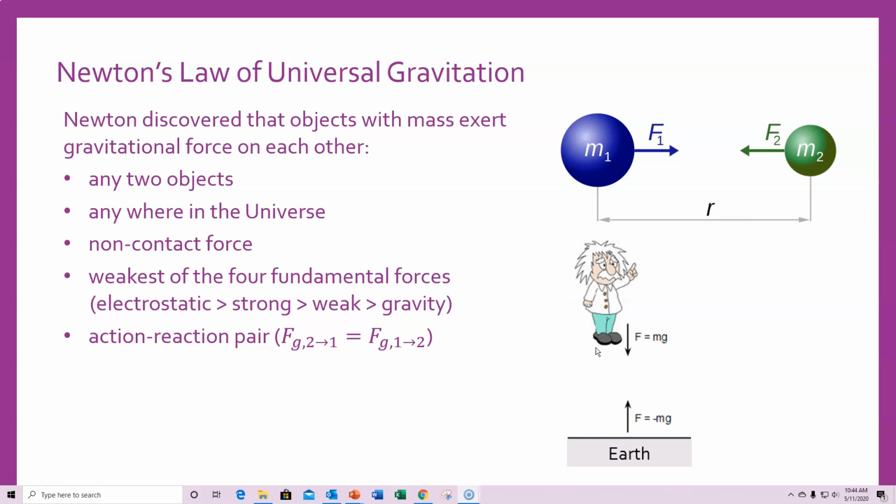Sir Isaac Newton here is exerting a force of gravity just as strong on the Earth as the Earth is exerting on him. But as he falls to the Earth, we're not going to notice the Earth being pulled up towards him because the Earth is so much more massive than he is.